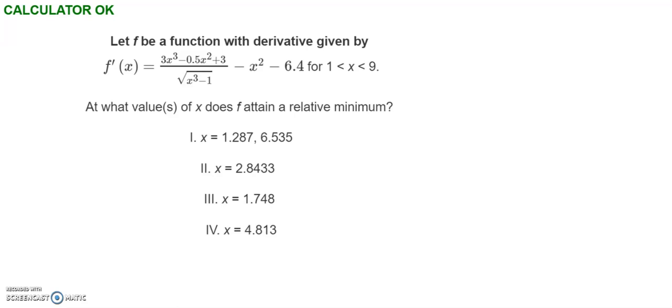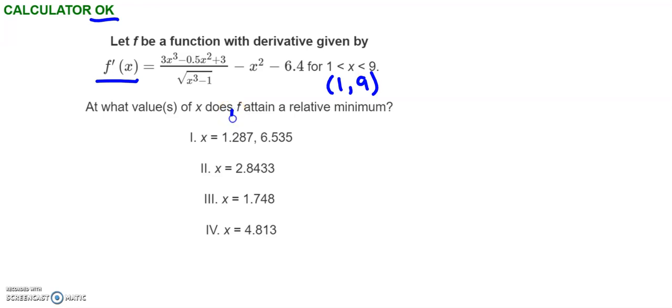All right, this one is a calculator active question. So it says let f be a function with the derivative given by f prime, this messy function we've got going on. We are looking specifically between 1 and 9. At what value or values of x does f attain a relative minimum?